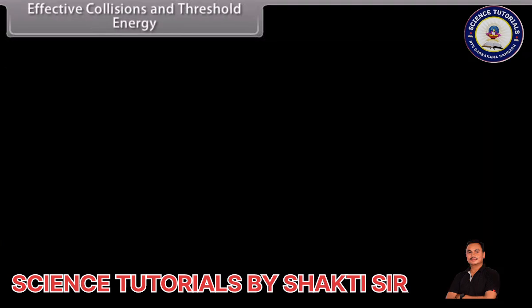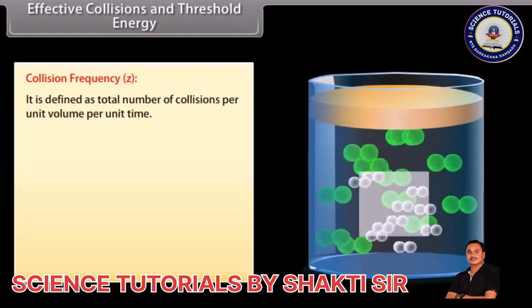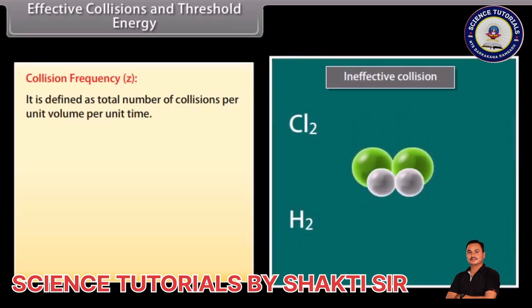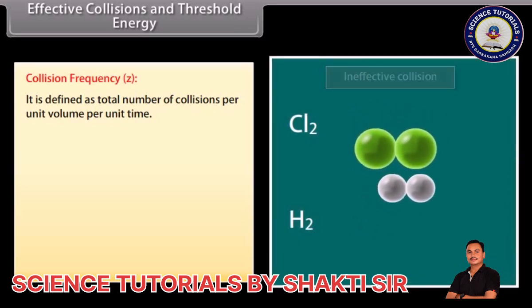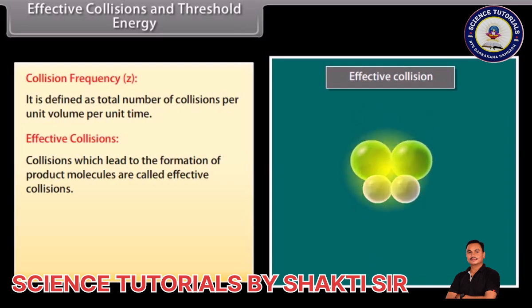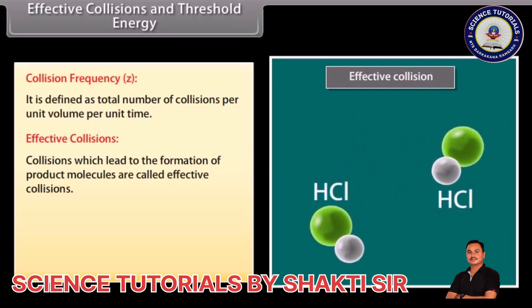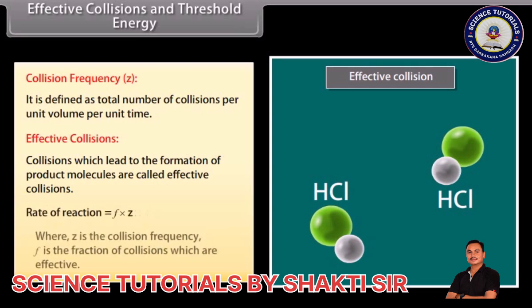Effective collisions and threshold energy. Collision frequency is defined as total number of collisions per unit volume per unit time. Effective collisions: collisions which lead to the formation of product molecules are called effective collisions. Rate of reaction is equal to F multiplied by Z, where Z is the collision frequency and F is the fraction of collisions which are effective.